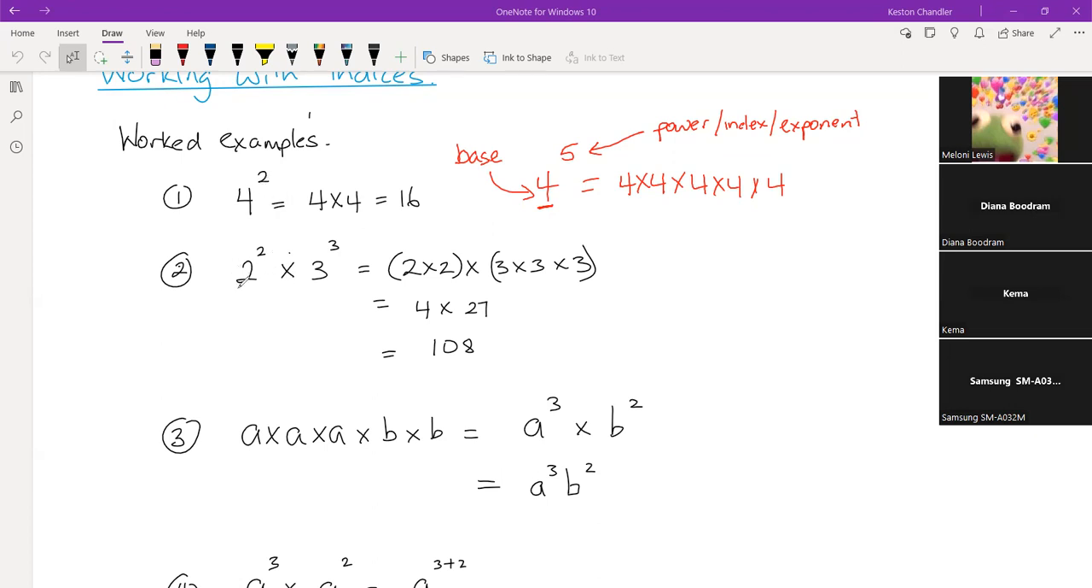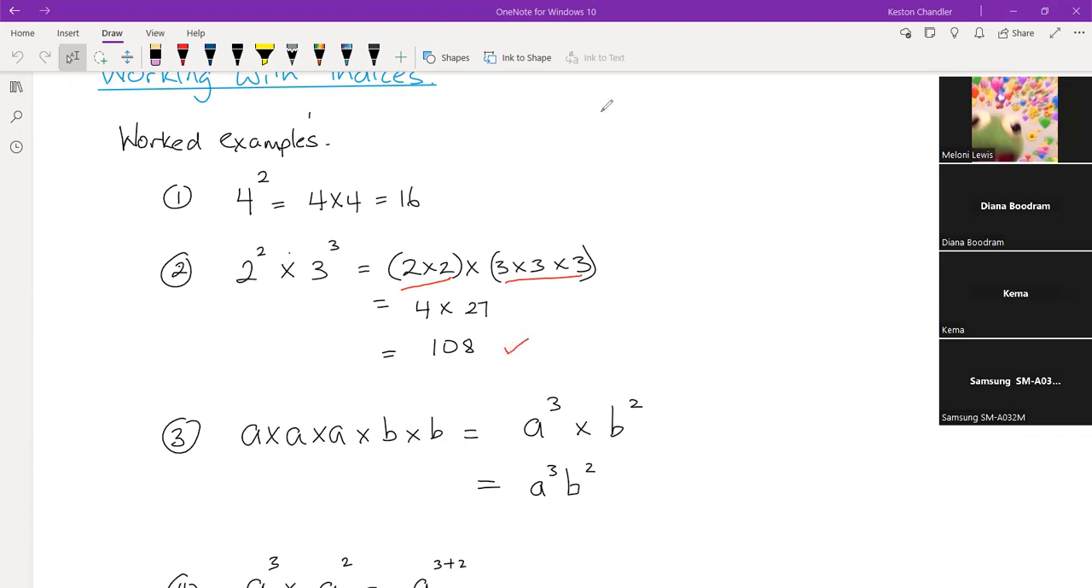Now, when we have multiple numbers, we could solve for these, right? So we have 2 to the power of 2 multiplied by 3 to the power of 3. We just need to work that out. 2 to the power of 2 is going to be 2 by 2. 3 to the power of 3 is going to be 3 by 3 by 3. And then we work those out. 2 2s are 4. 3 by 3 by 3 is 27. And then 4 by 27 is going to give us 108, right?